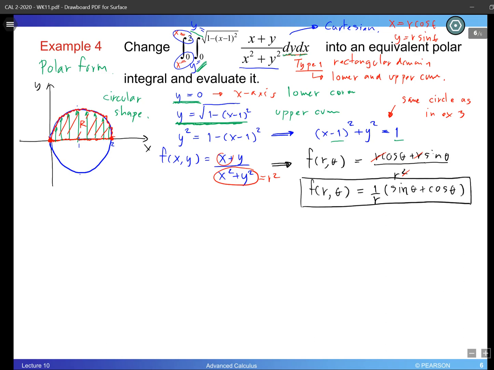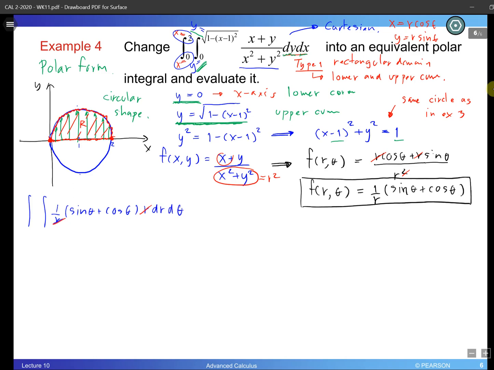Now that we have this, we are supposed to construct the double integral right here. So it's going to be the double integral of this multivariable function, 1 over r times sine theta plus cosine theta, with respect to the differential area r dr d theta, which is good because this r can cancel with this one.